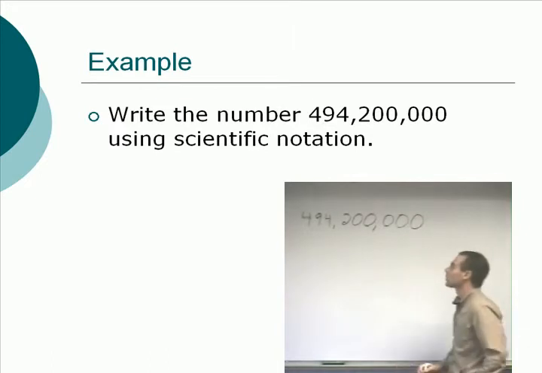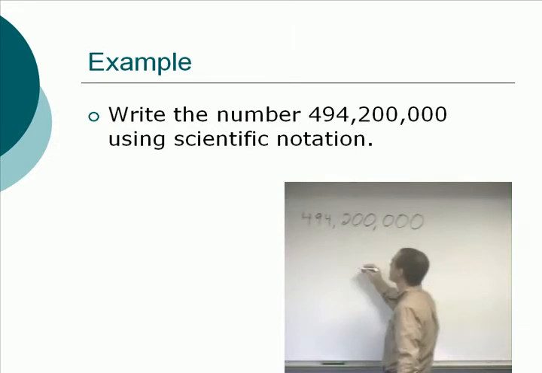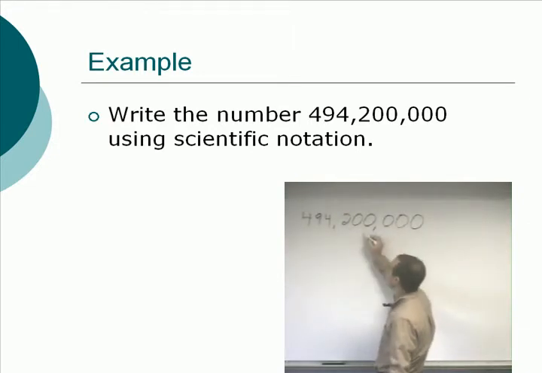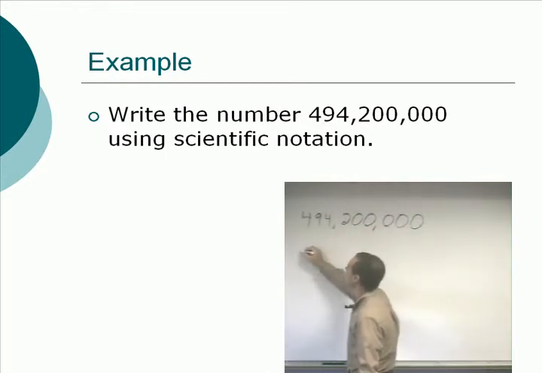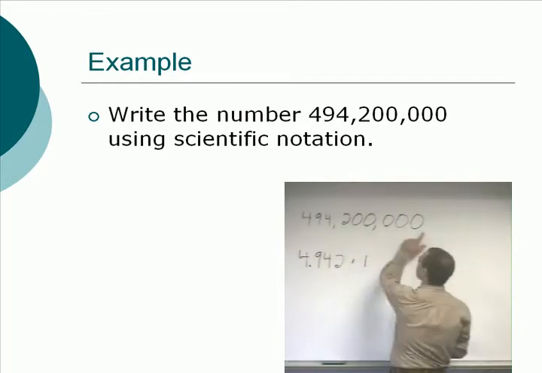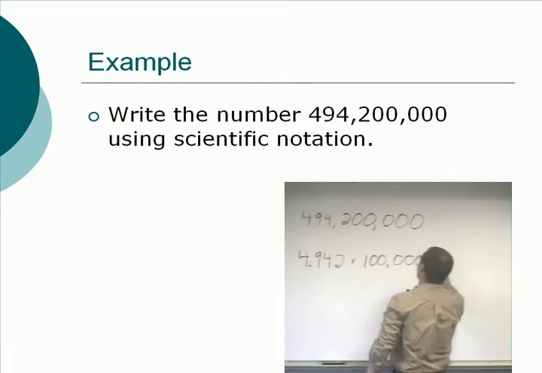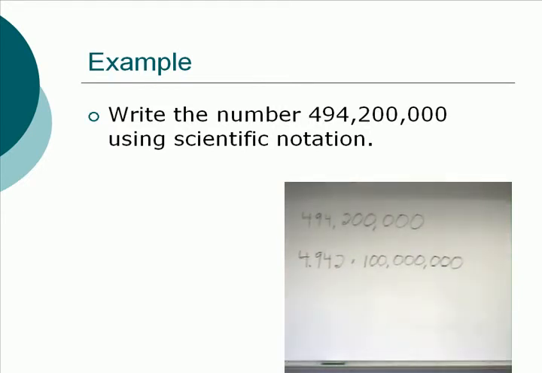But first of all, don't you agree that 494,200,000 is the same as saying if we were to take and divide this by 1,000, or better yet, 1,000,000, or better yet, 100 million, we can write this as 4.942 times 1. And we moved it 1, 2, 3, 4, 5, 6, 7, 8 places, so we're going to say that this has 8 zeros on it. Everybody agree that that statement's true?